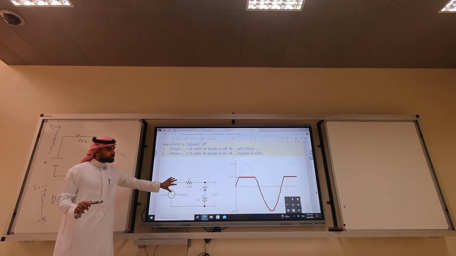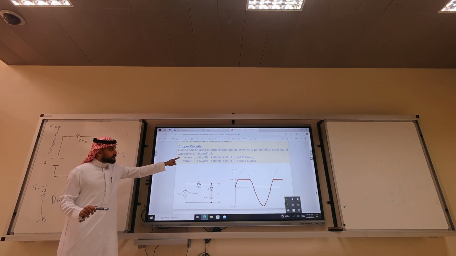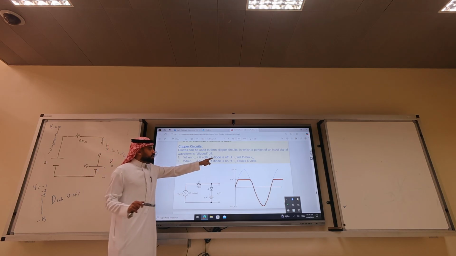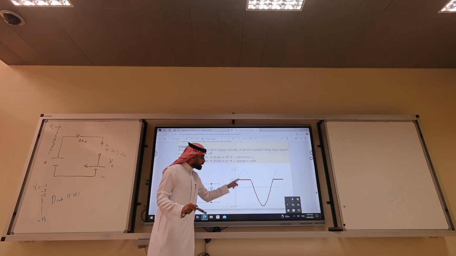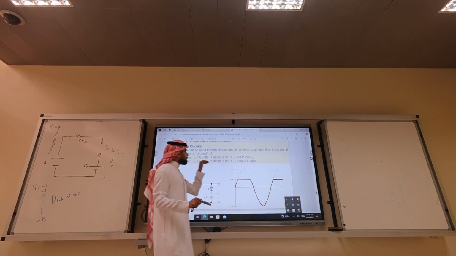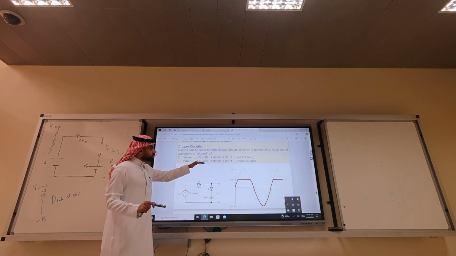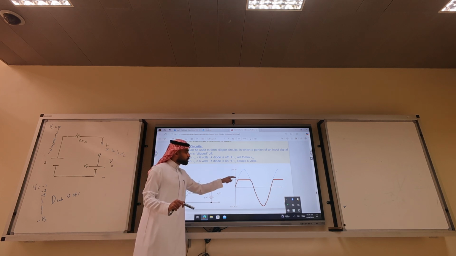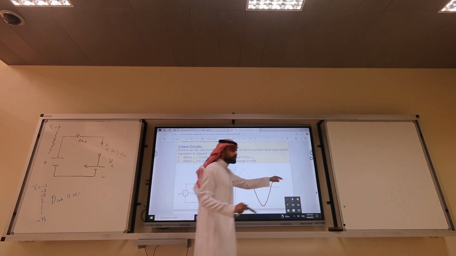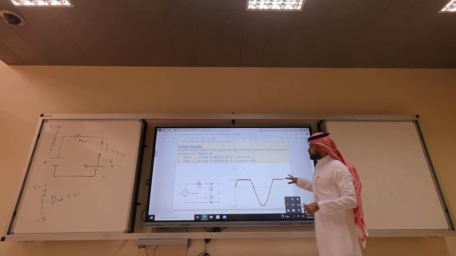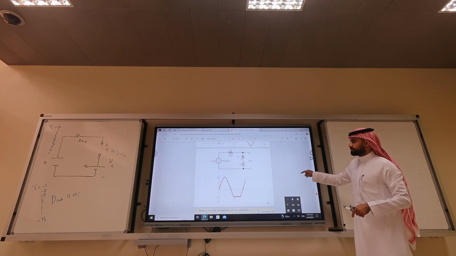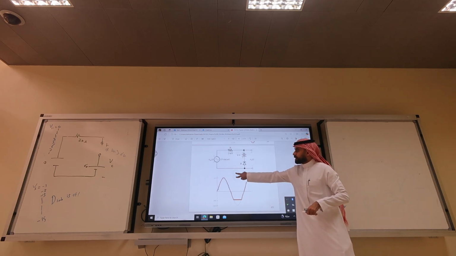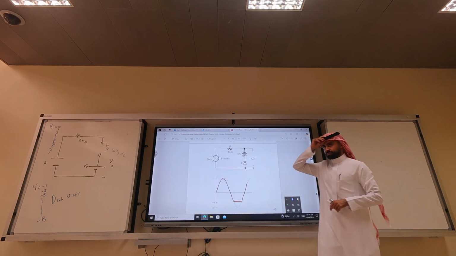Okay? So when V input is less than 6 volts, the diode is off, V output will follow V input. If the input is larger than 6 volts, the diode is on, V output is fixed at 6 volts. Another circuit. What will happen to this circuit?